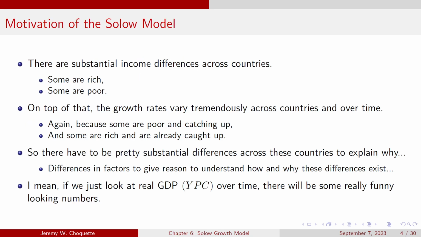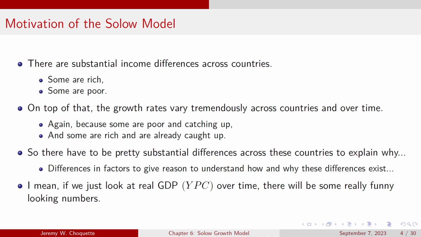To get started with the model, we know that there are substantial income differences across countries, right? Some countries are really rich. Some countries are really poor. Some countries are in the middle. They're not super rich. They're not super poor. But on top of that, there are totally different growth rates across countries and over time. And again, this is because some countries are poor and catching up. Some are rich and are already caught up or are leading the pack, so to speak. Some aren't really growing at all. And you just get a lot of stuff in between.